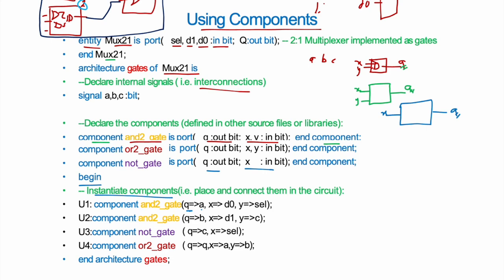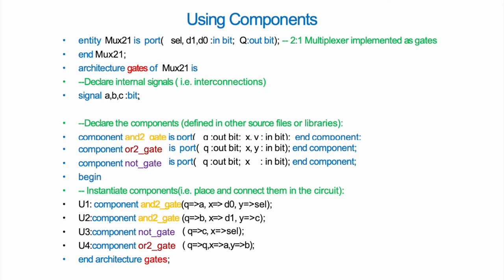A, B, and C being internal signals. Let me clean it a little bit so at least we can see what we have drawn so far. We've created an instance of an AND gate, OR gate, and then a NOT gate. So these are the circuits we've said we intend to use.